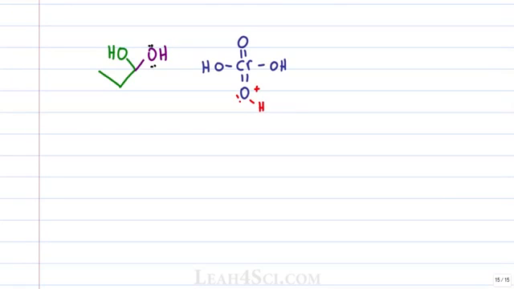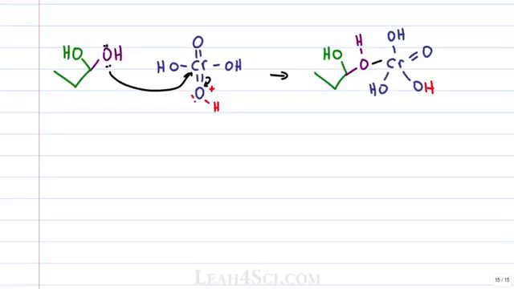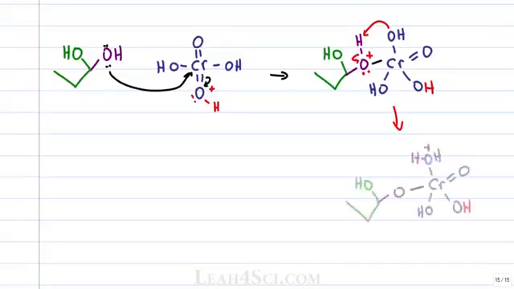Once again, we see the lone pair on alcohol attack an activated chromic acid, breaking the bond between chromium and the activated oxygen. The purple oxygen now has 3 bonds, a lone pair, and a positive charge, so we show an internal proton transfer to make the oxygen neutral. Once again, we have a chromate ester ready for the oxidation step.